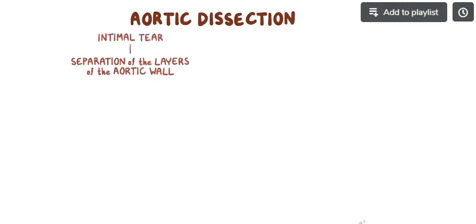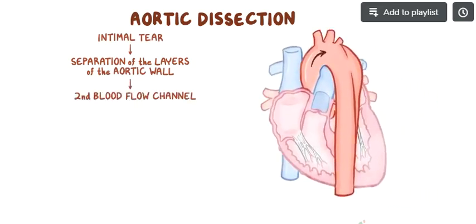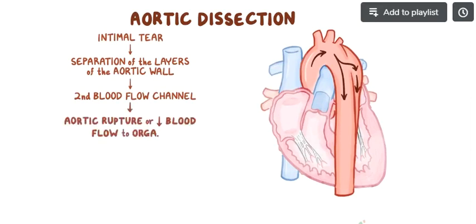Aortic dissection, which is a relatively uncommon but life-threatening acute condition. It's defined as a separation of the layers of the aortic wall due to an intimal tear that creates a second blood flow channel. Blood may flow in between the layers of the blood vessel wall as the tear extends, which can lead to aortic rupture or decreased blood flow to the organs.